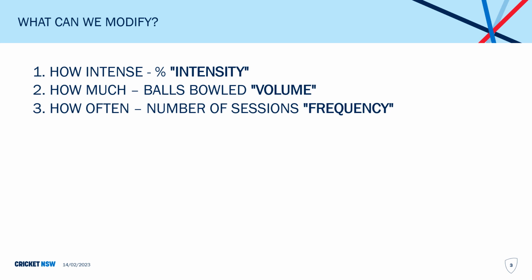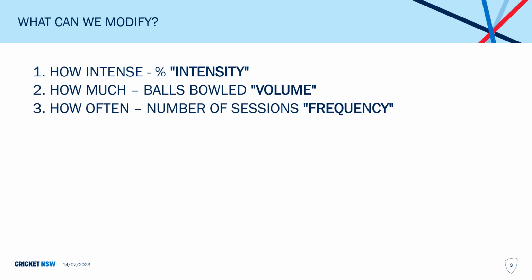So when it comes to bowling workloads, what can we modify? Well, there are 3 areas that we look at. 1, how intense you bowl, which also means what percentage of your maximum match intensity you're bowling at. This can also be associated with your run-up length, your ball speed, or by how much effort you feel you are putting in. Number 2 is how much you bowl.